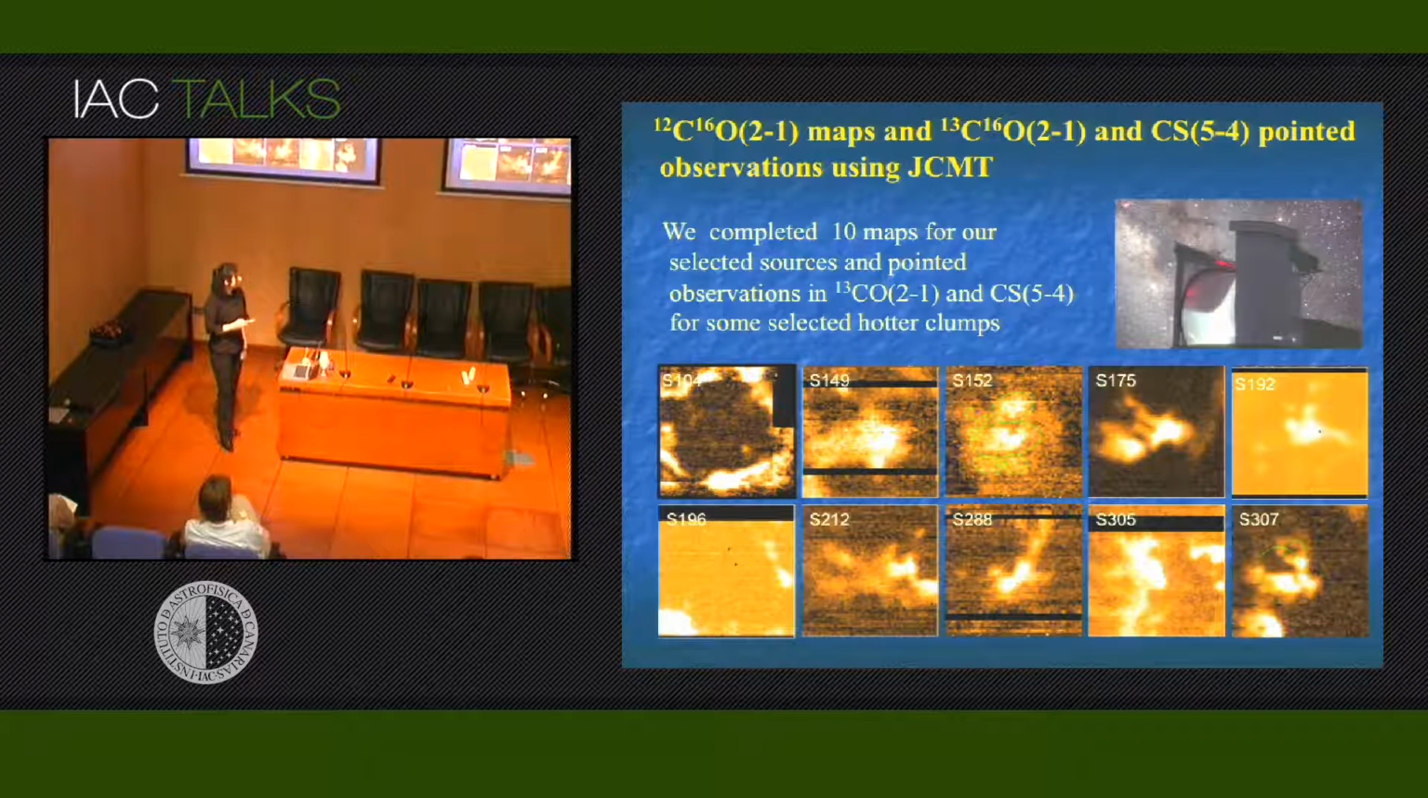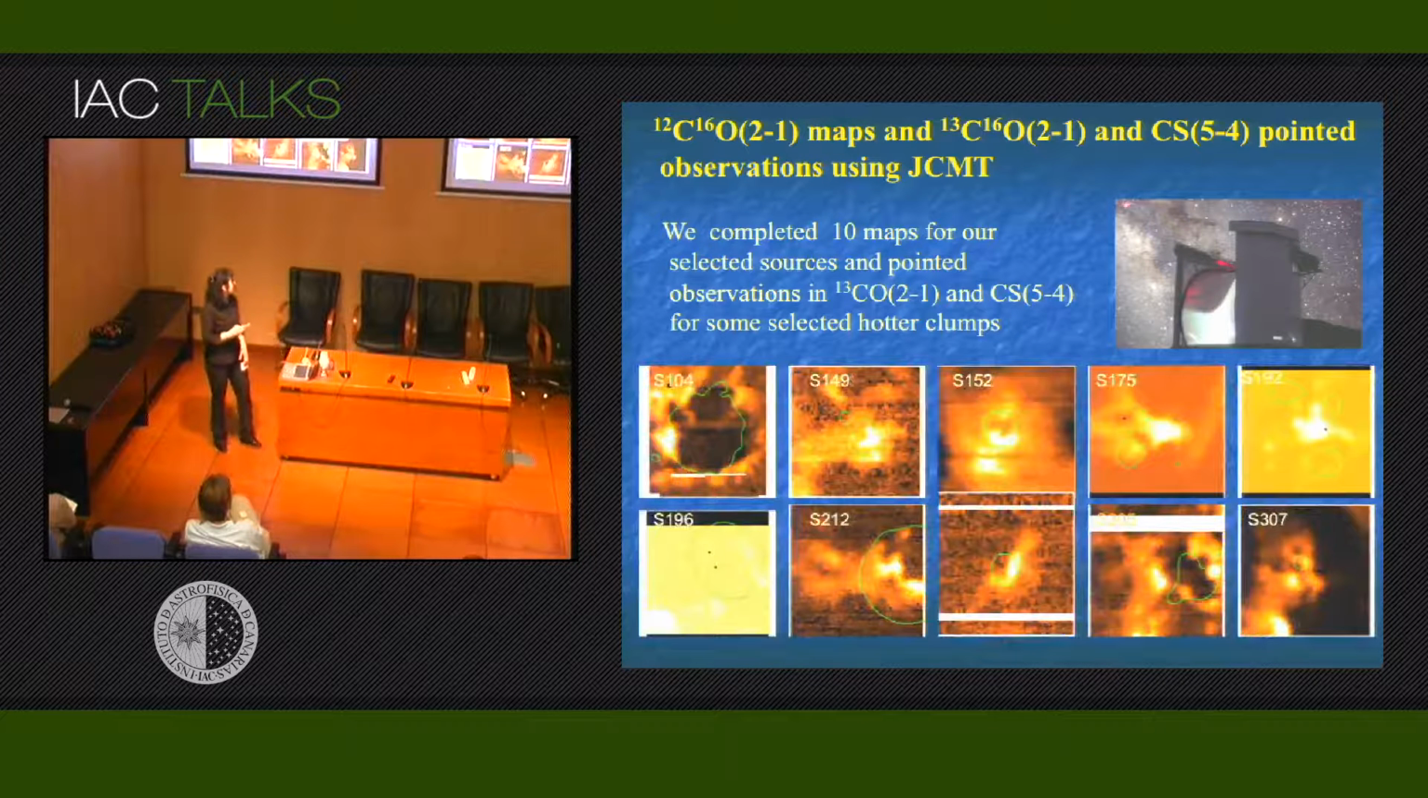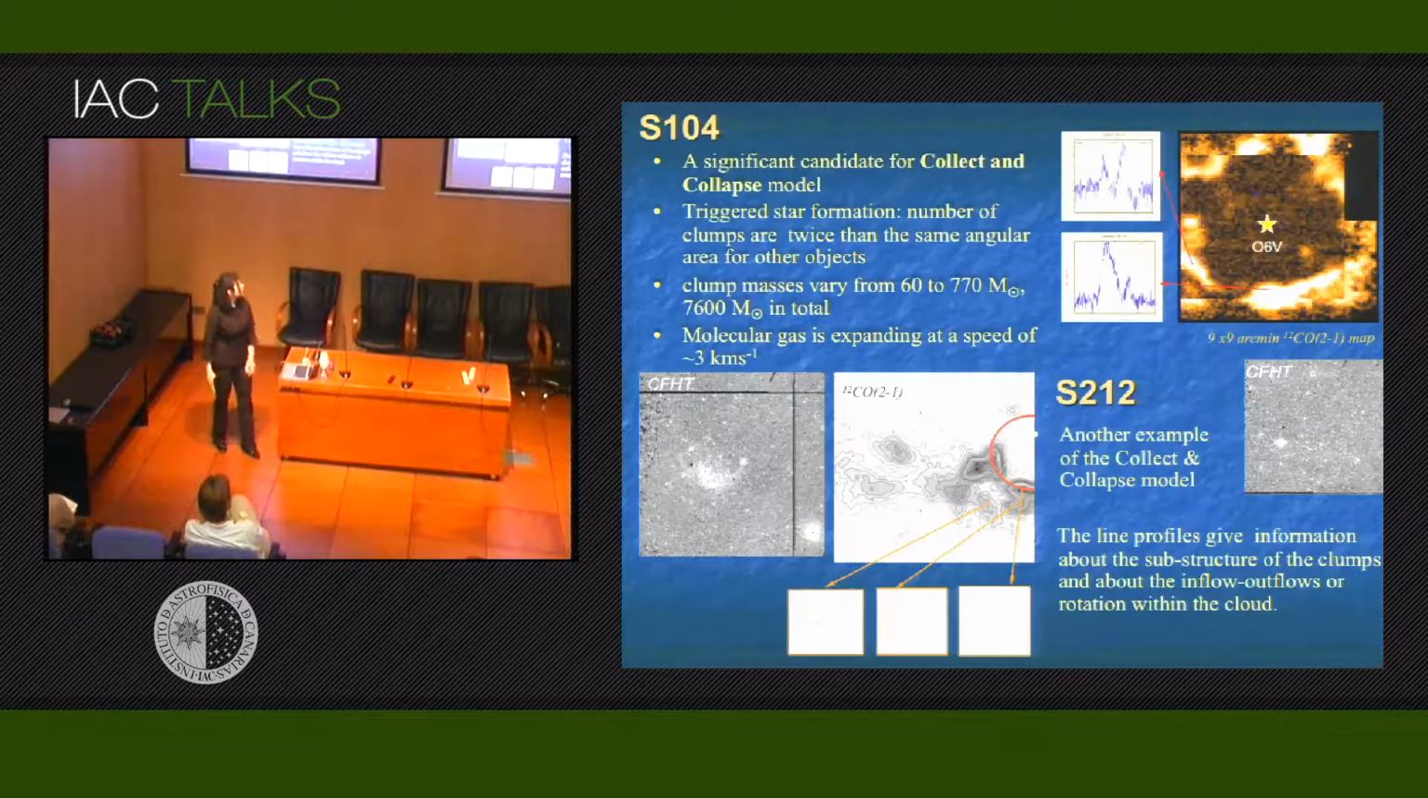Okay, S104 is one of my favorite objects because it's a very good example of triggered star formation, where the molecular gas has been collected in layers, and we have lots of dense clumps around it. The number of dense clumps around this H2 region is more than twice that of the other regions. So we have very dense regions and very dense clumps around it.